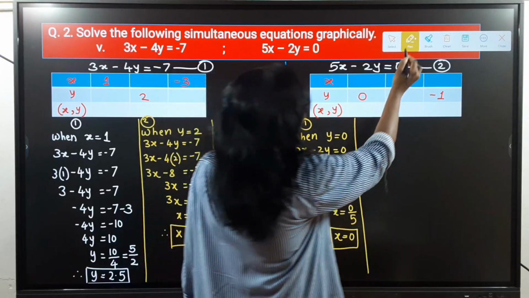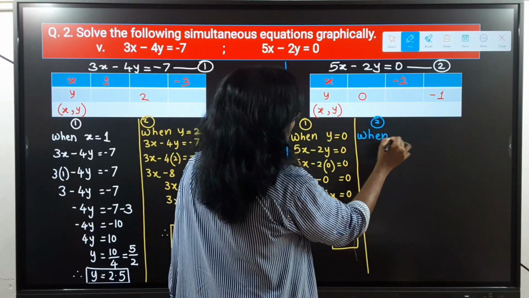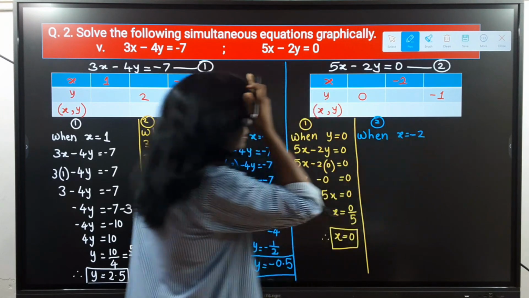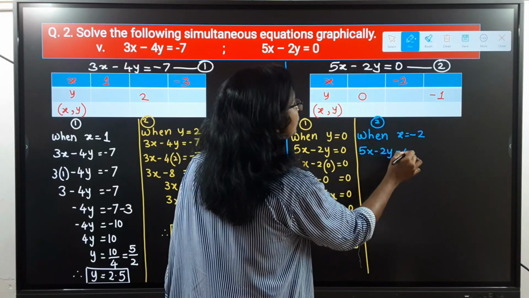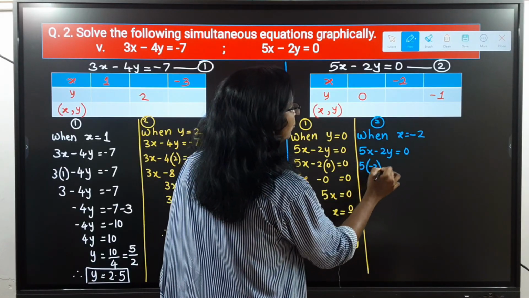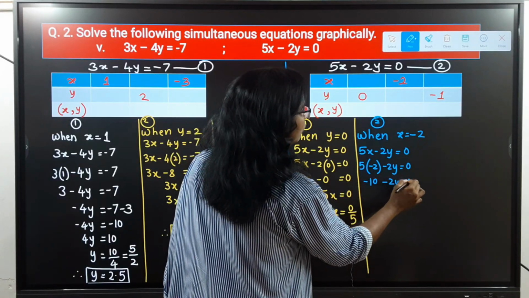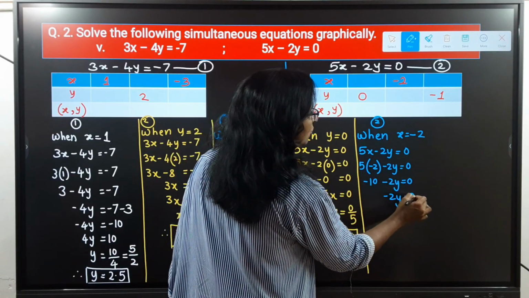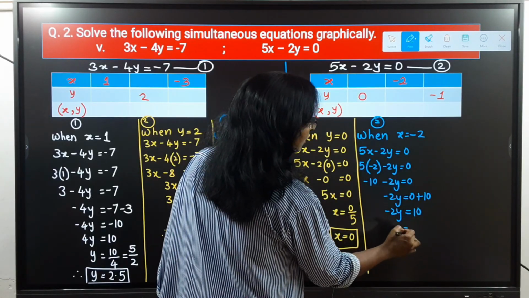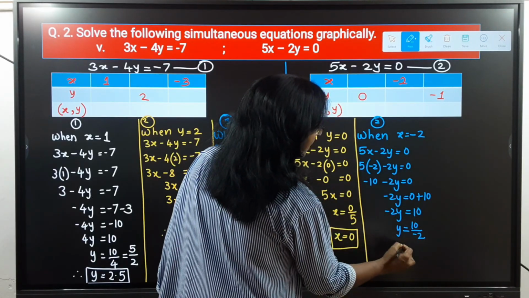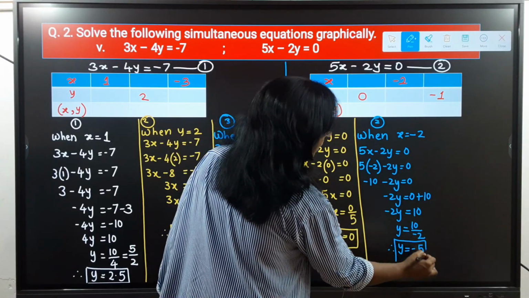Now here the second considered value, students, is when x is equal to minus 2. Then here the equation is 5x minus 2y is equal to 0. Therefore 5 multiplied by minus 2 minus 2y is equal to 0. Therefore minus 10 minus 2y is equal to 0. Therefore minus 2y is equal to 0 plus 10. Therefore minus 2y is equal to 10. Therefore y is equal to 10 upon minus 2. And therefore y is equal to minus 5. 2 5s are 10. So y is equal to minus 5.